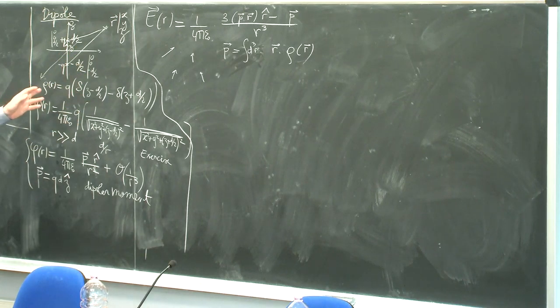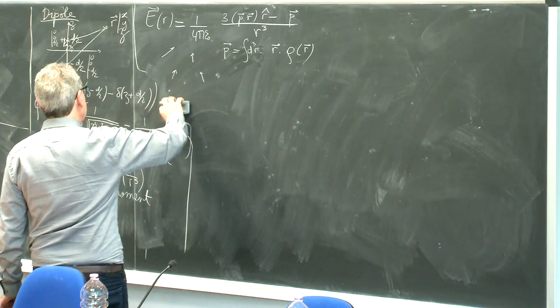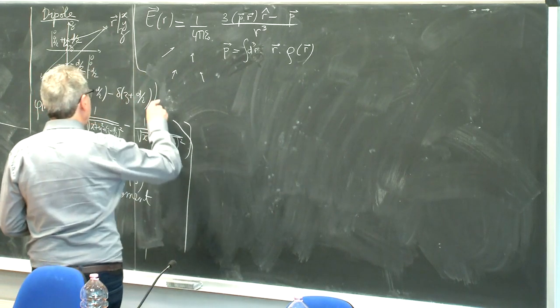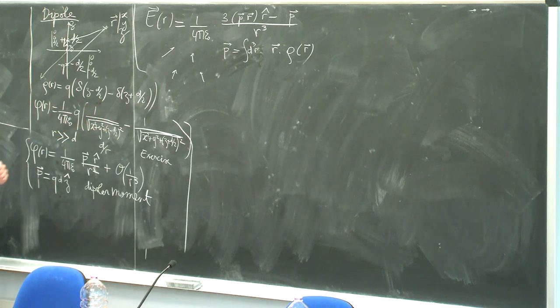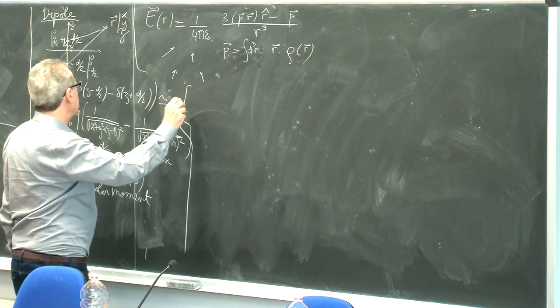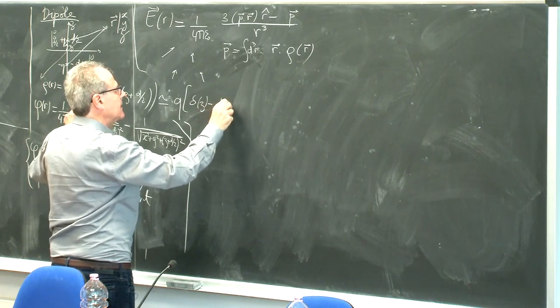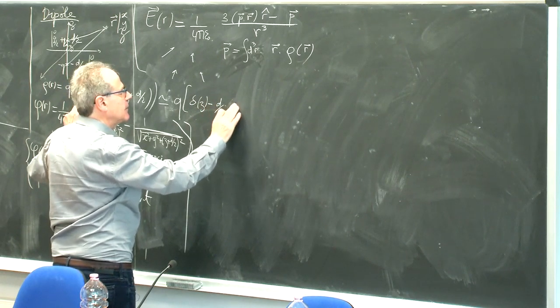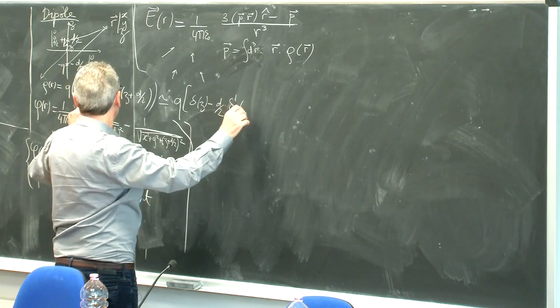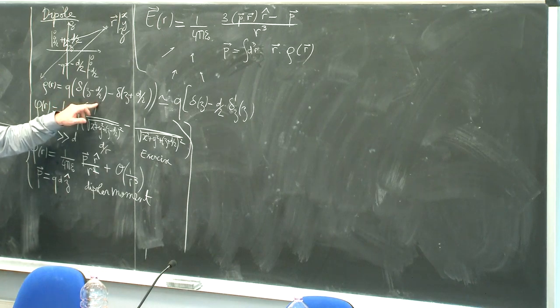So actually, you can also do an expansion of this to first order in d, and that's easy. You see that if you assume that d is small, then you expand to first order. So if you expand to first order, then q delta of z minus d over 2 becomes q d delta prime of z. So this is the expansion to order 1 of the delta function.